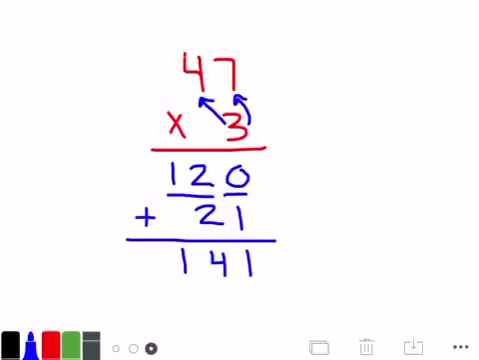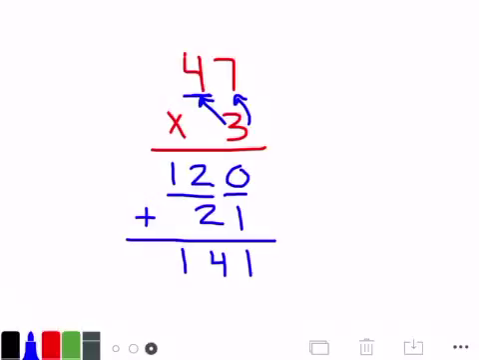So you can see with this method, we're basing it on multiplying the numbers, but you're not multiplying just 3 times 7 and 3 times 4. You're multiplying the numbers based on the value of the number and not just the number itself. So you need to think back to place value. You need to think a bit about writing numbers in expanded form, and that this 4 is not really worth 4, it's worth 40.